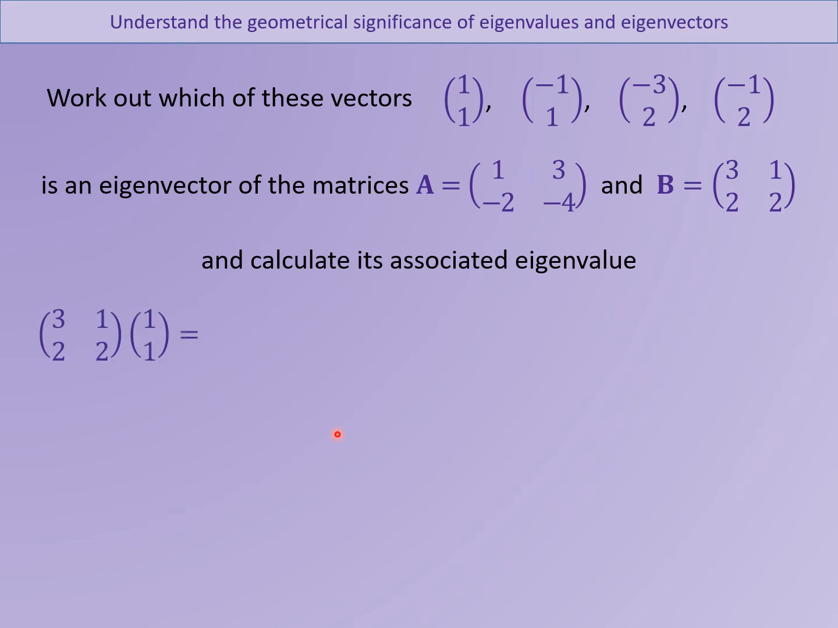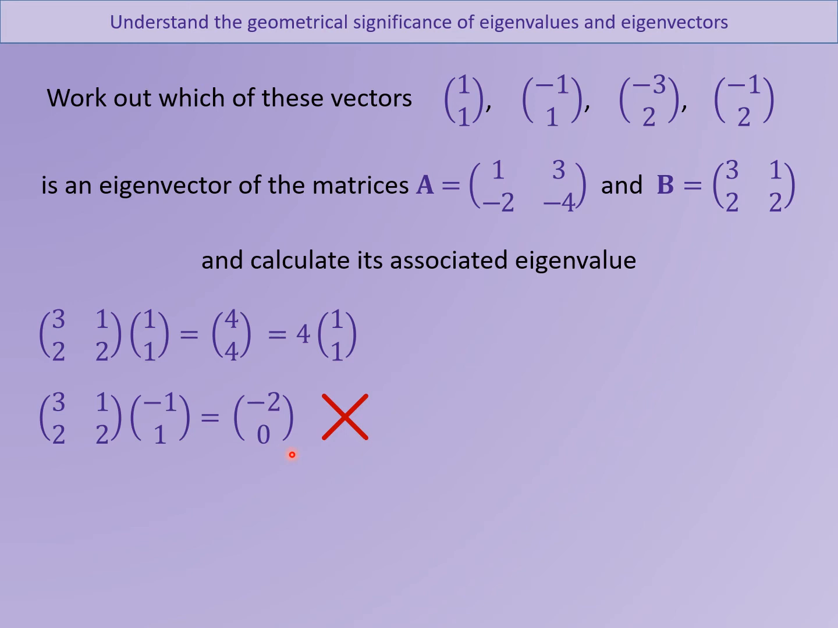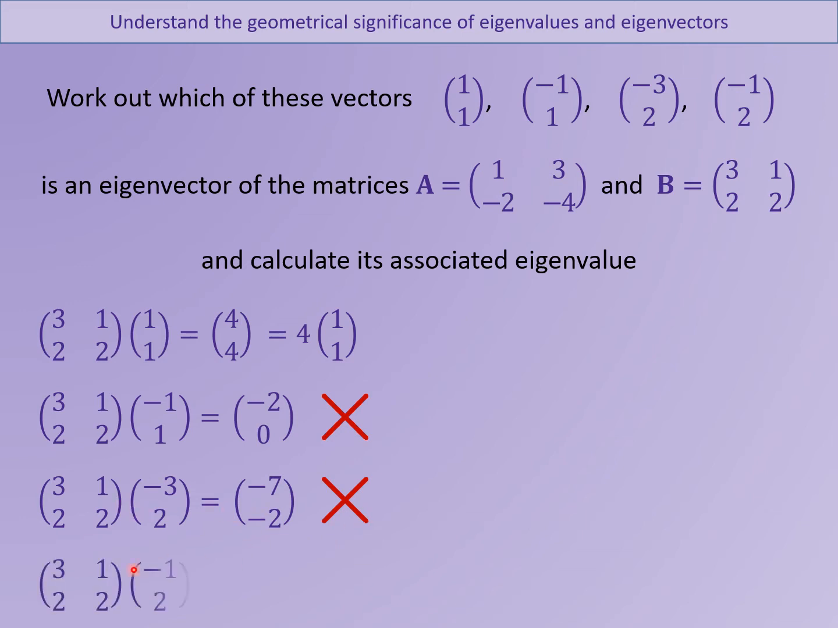Right, so let's quickly check B. So we got that one multiplied by 1, 1 would get us 4, 4. We would also have, which gets us 1, 1. We would have 3, 1, 2, minus 2 gets us minus 2, 0, which in this case is definitely not a multiple, so it's not an eigenvector, as the first one was. We've got 3, 1, 2, 2. Which gets us minus 7, minus 2, which is not an eigenvector because it's not a multiple. And then finally, no surprises, that one multiplied by that one gets us exactly the same. So therefore, it is definitely an eigenvector.